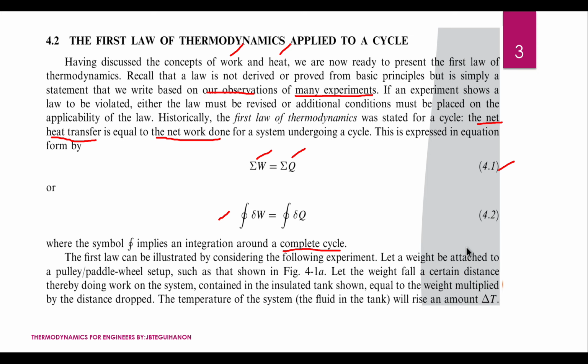The temperature of the system, or the fluid in the tank, will rise by an amount of delta T. Okay? So now the system is returned to its initial state, the completion of the cycle. So, may cycle ka, by transferring heat to the surroundings, as implied by the Q. Ito ang Q mo.